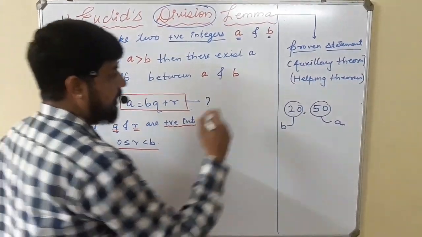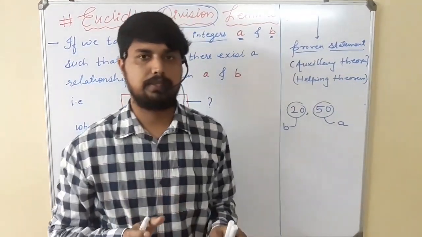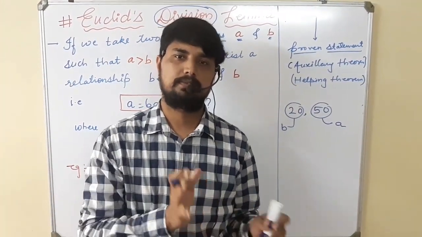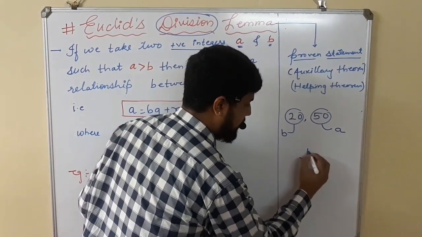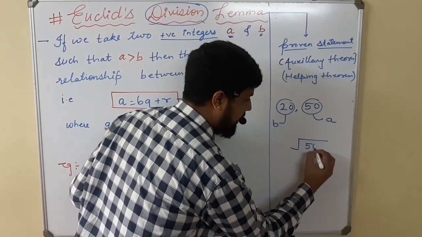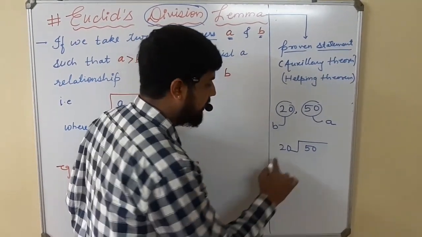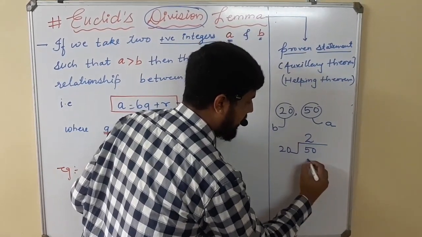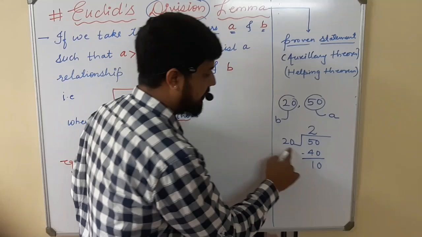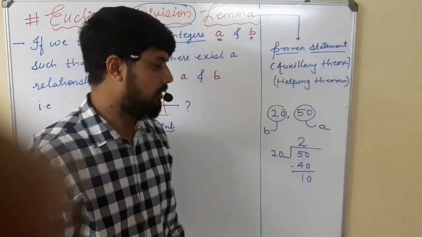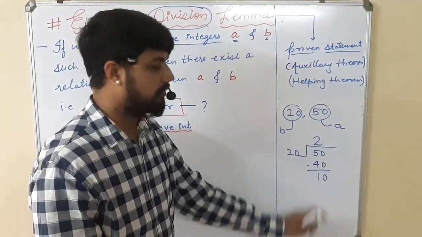Now let's perform the division. When we divide any two integers, we divide the bigger integer by the smaller integer. So let's divide 50 by 20. We count the table of 20. We know that 2 twos are 40, so the remainder is 10. Can we carry forward the division? No. As a simple division, if you don't want to take division into decimals, we have to stop the division here.